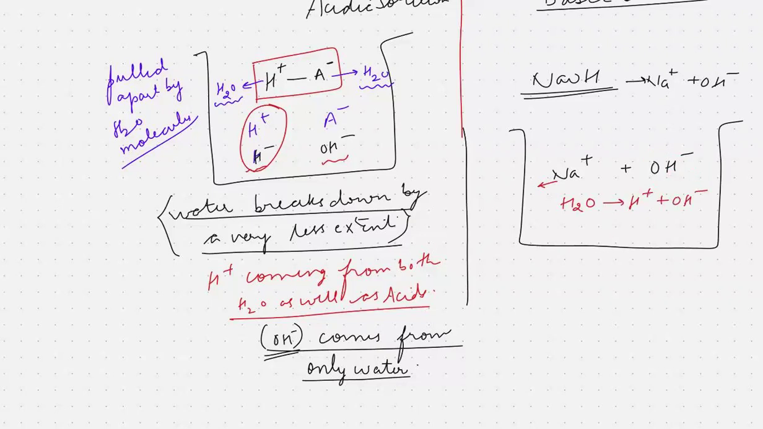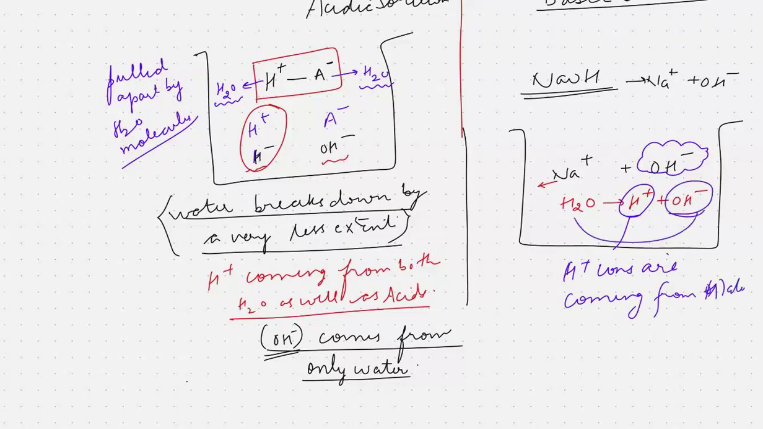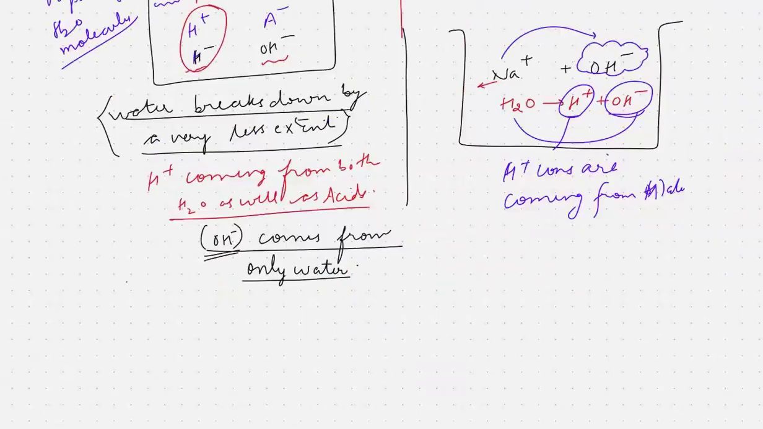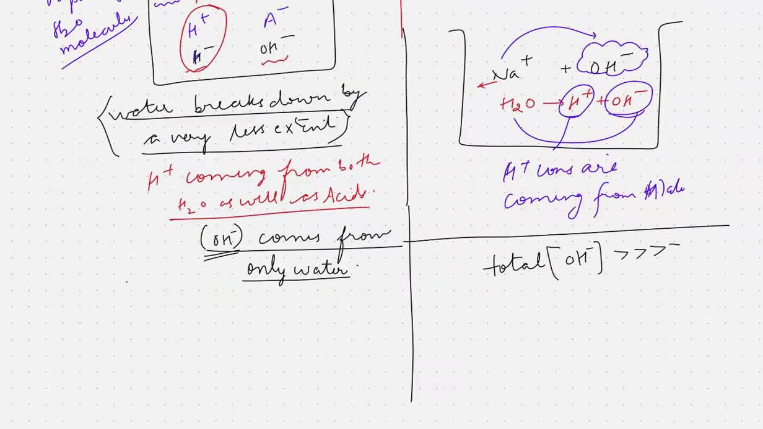Got the point? So what does that mean? That means in a basic solution, H plus ions are there, and they are coming from water. And OH negative ions are coming from water as well as the base. That means total OH negative ions are definitely going to be more than H plus.